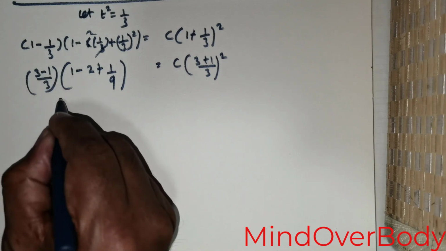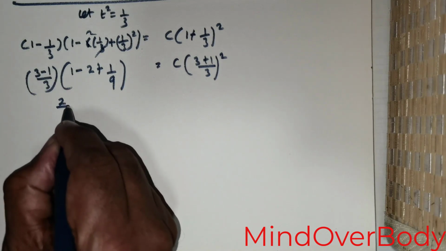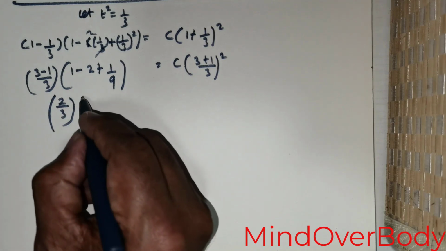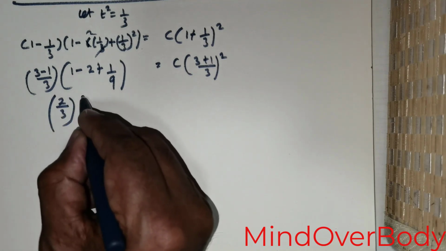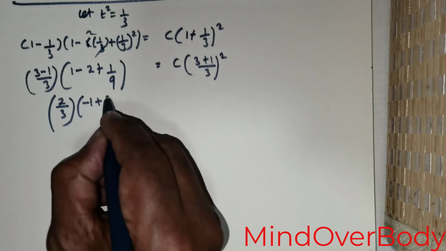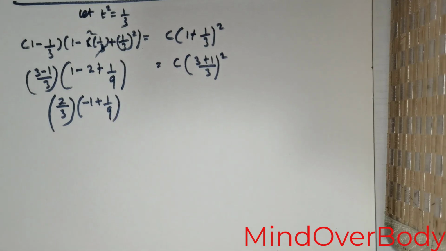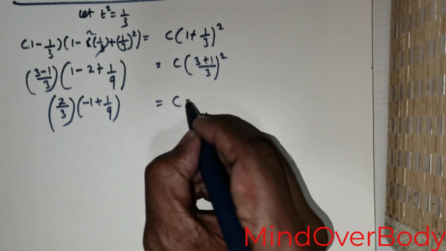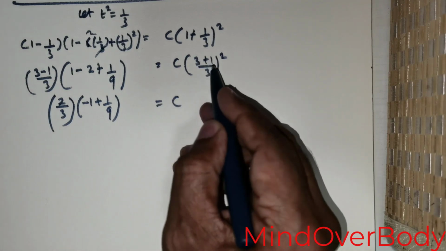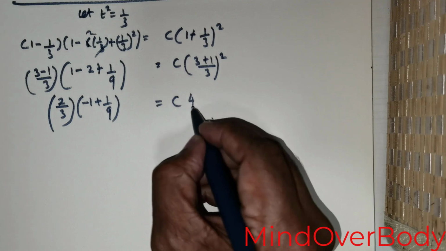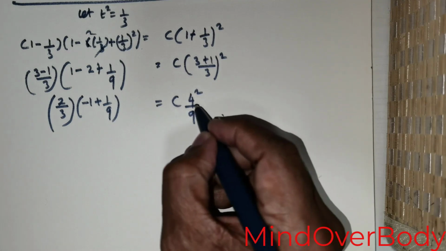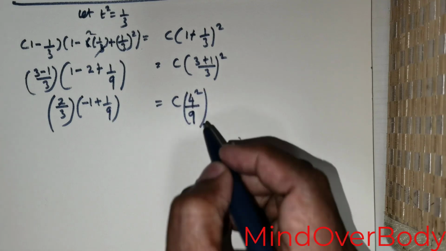So 3 negative 1, this is going to be 2 over 3 on the left side, followed by 1 negative 2 is going to give me negative 1, followed by positive 1 over 9. On this end, 3 positive 1 will give me 4, so that's going to be 4 squared over 3 squared, which is 9.